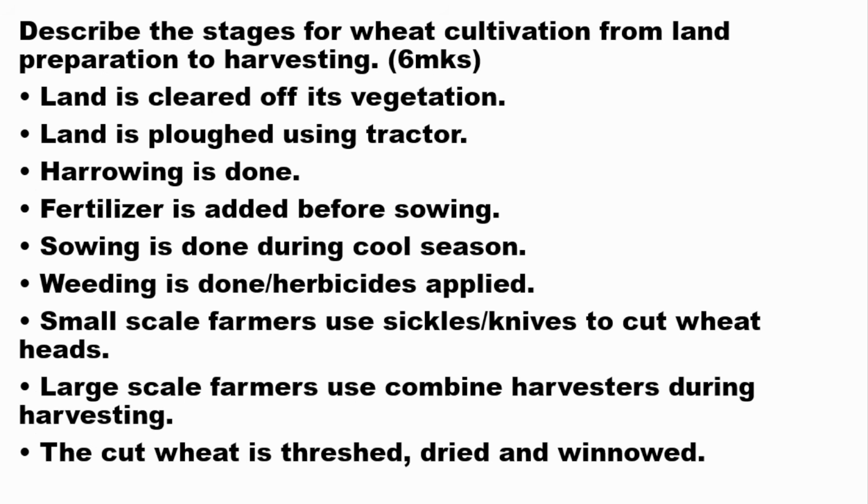Describe the stages for wheat cultivation from land preparation to harvesting. One is that land is cleared of its vegetation. Then land is plowed using a tractor. Harrowing is done. Fertilizer is added before sowing. Then sowing is done during the cool season. Weeding is done and herbicides applied. Small-scale farmers use sickles or knives to cut wheat heads. Large-scale farmers use combine harvesters during harvesting, and the cut wheat is then threshed, dried, and winnowed.